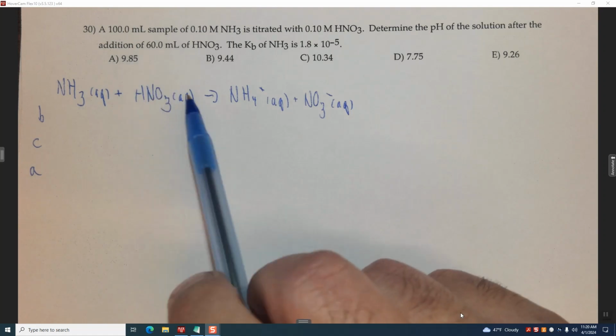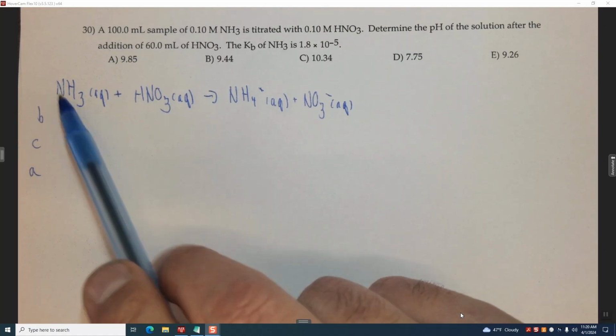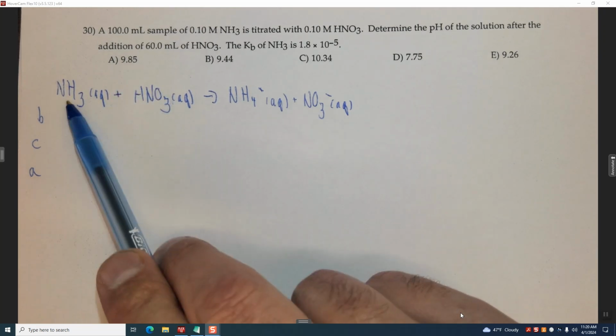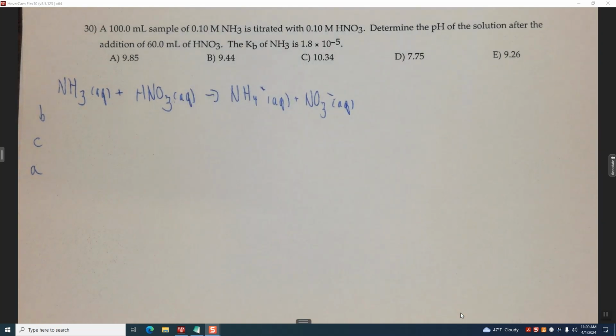Or we could end up with a case where we just have strong acid in solution. So basically, if we have more of this than this, we just have a strong acid solution. But if we have less of this than this, then we have a buffer because we're going to have both of these in solution. So this is more complicated than the previous example.